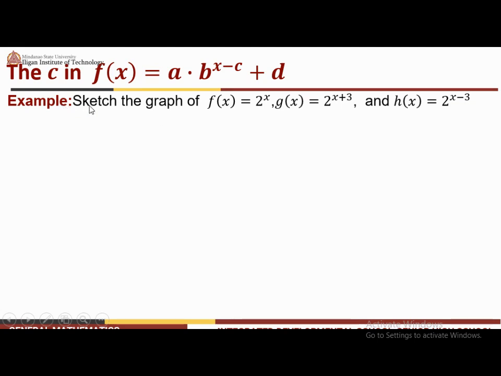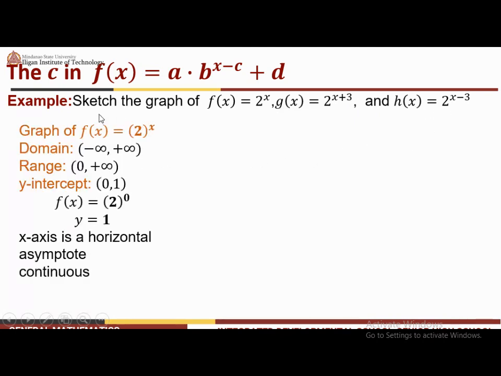So let's have another example. Sketch the graph of function f, which is equal to 2 to the power of x, function g, which is equal to 2 to the power of x plus 3, function h, which is equal to 2 to the power of x minus 3. So, pag-graph natin, before natin siya i-graph, kailangan natin yung mga characteristics niya.